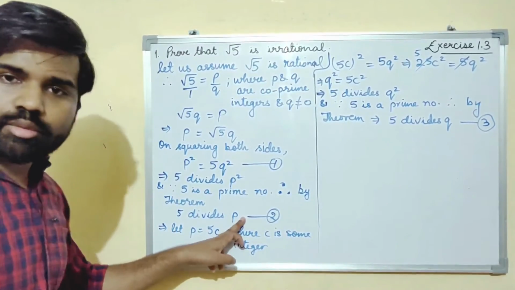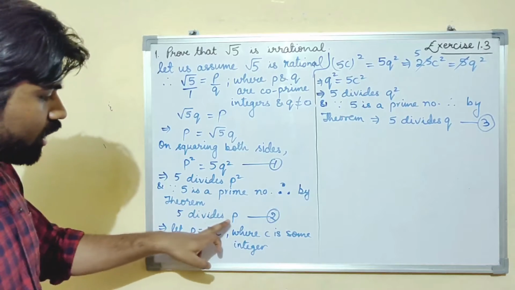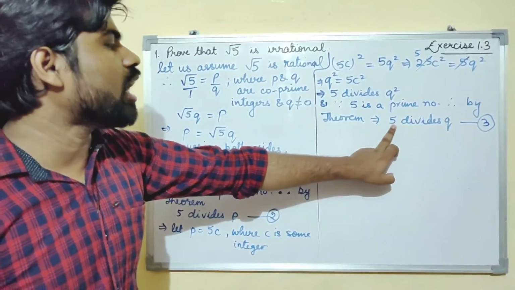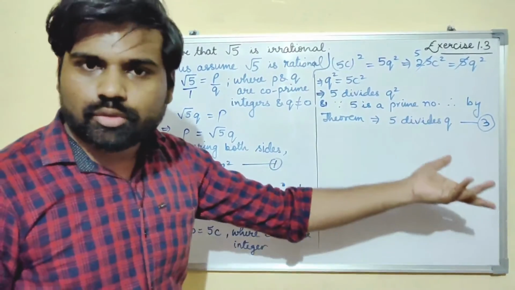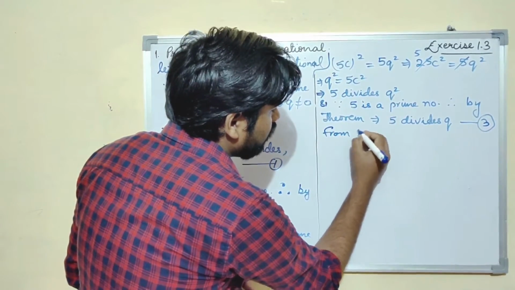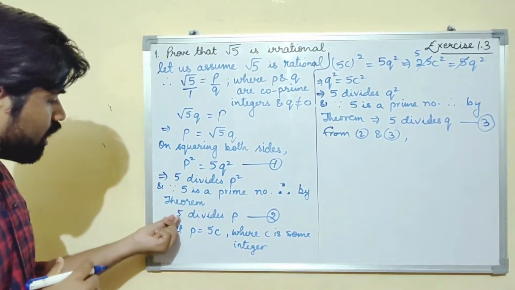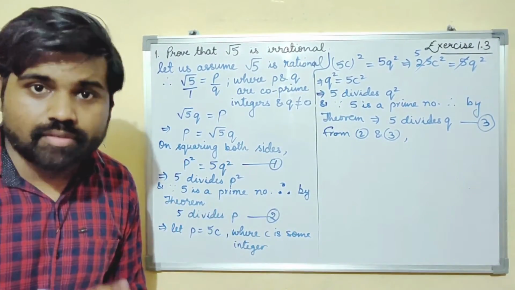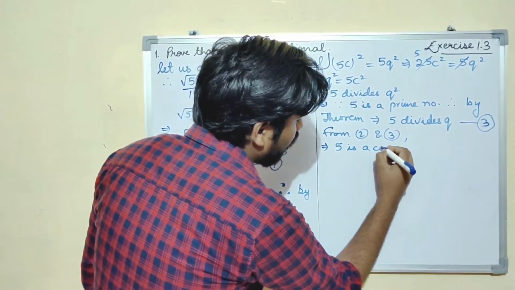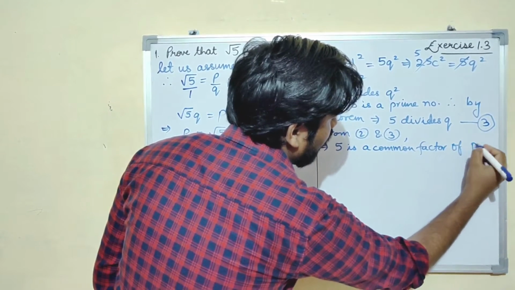See, in the second statement it was written that 5 divides p. That means 5 is a factor of p, right? And in the third statement it says 5 divides q. That means 5 is a factor of q. If we combine both these from second and third, what conclusion can we draw? We can draw a conclusion that 5 is a common factor of p and q.